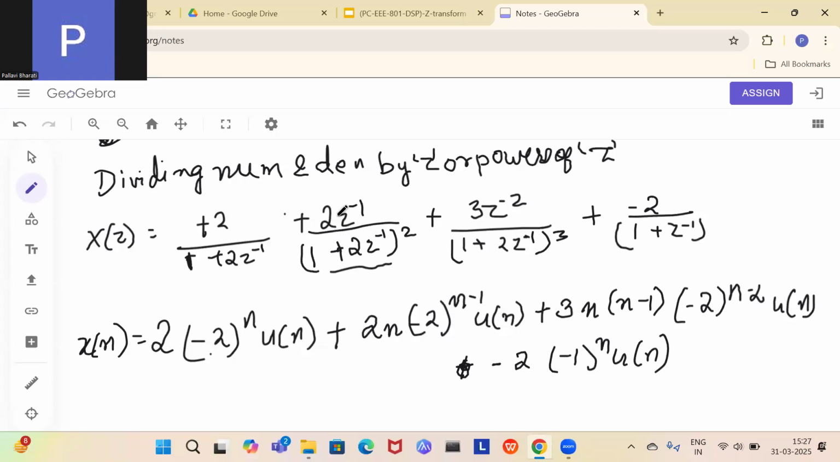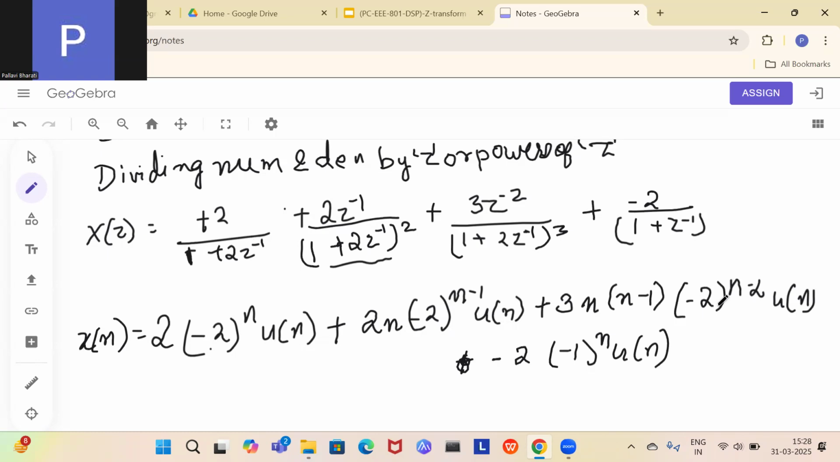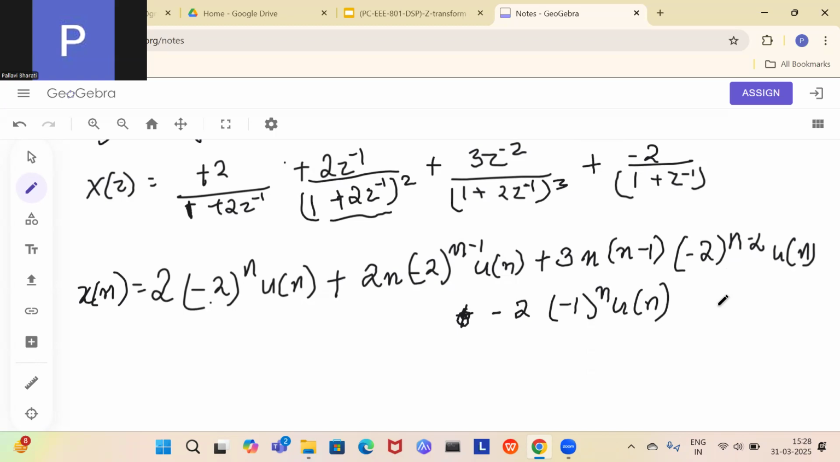But there is z to the power minus 1 also over here. So we have time shifted it once. Same way here, we have differentiated it twice. So we have multiplied it with n into n minus 1. And this is minus 2 to the power n minus 2, because it has been multiplied with z to the power of minus 2.